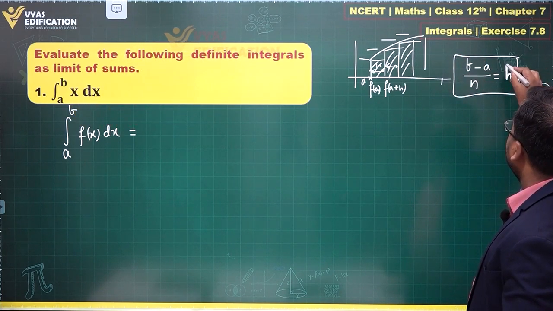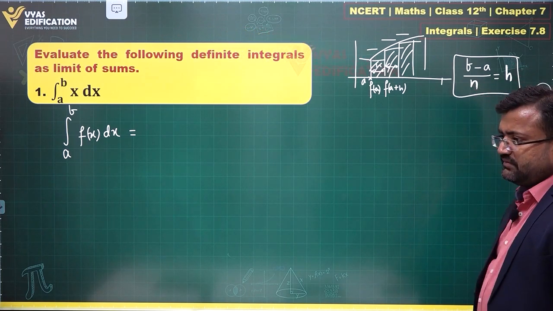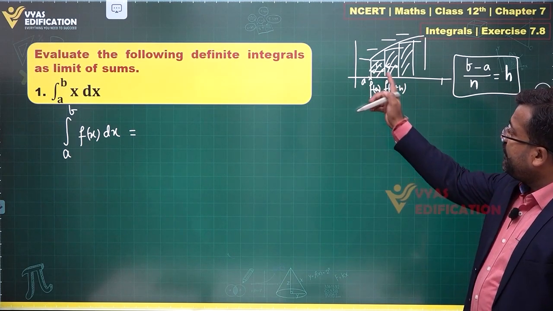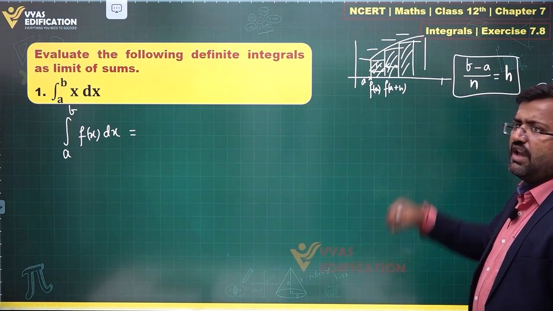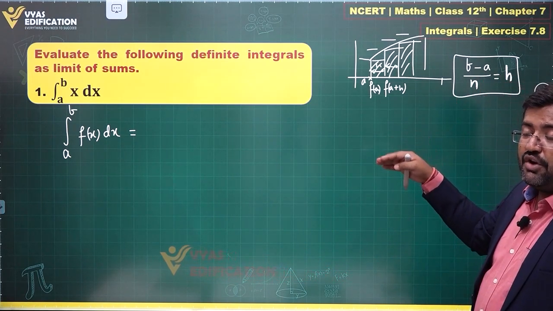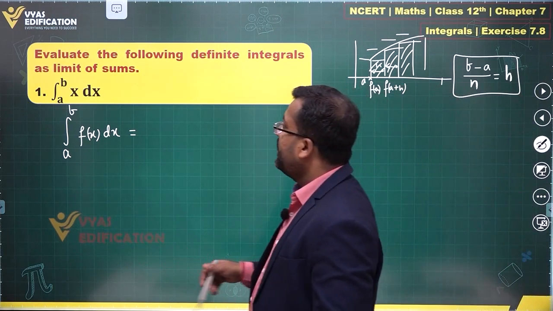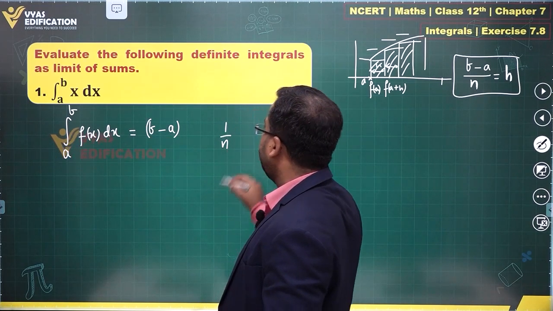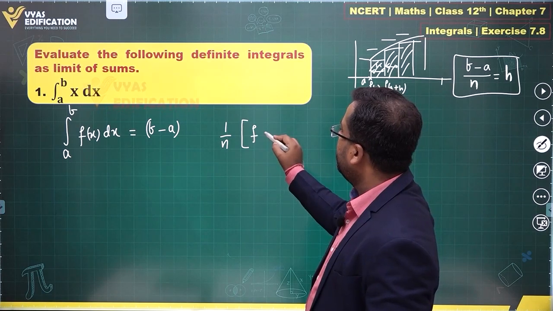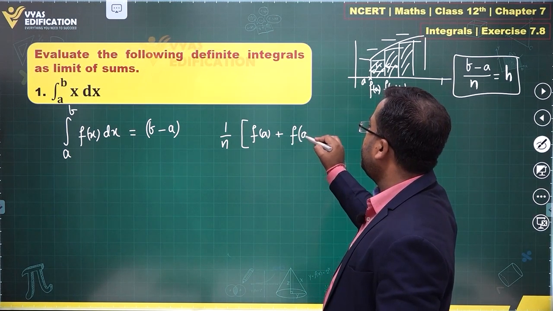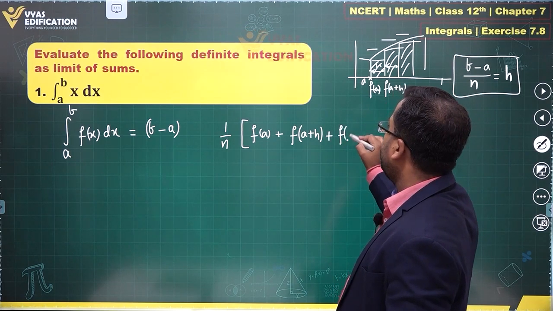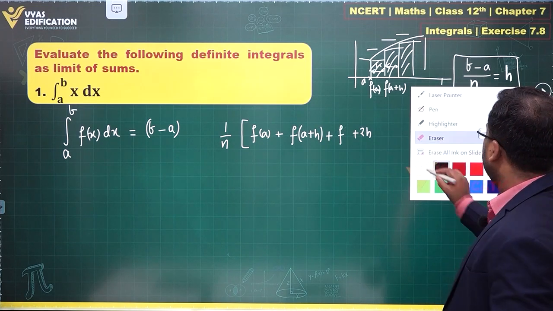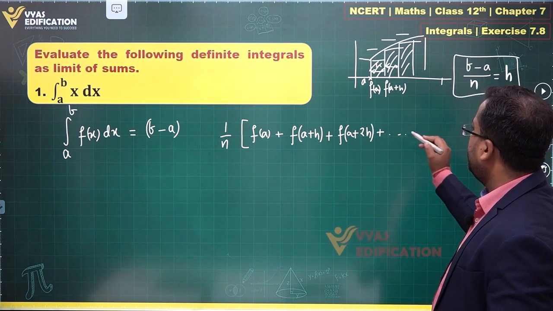Each division has length h. This is n over here, right? So (b−a)/n is equal to h. Instead of h times f(a), we'll use (b−a)/n times f(a) plus (b−a)/n times f(a+h), and so on. So (b−a)/n, I'll write upon n over here, and in the bracket what I'll write is f(a) plus f(a+h) plus f(a+2h) plus dot dot dot.